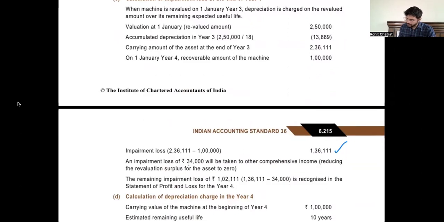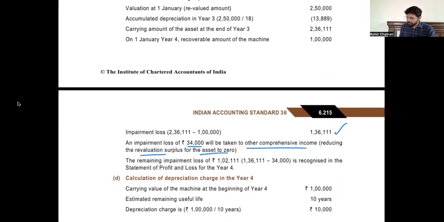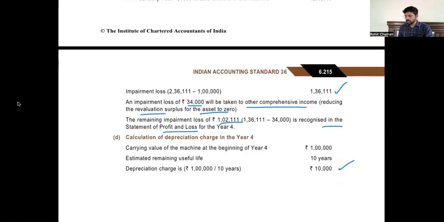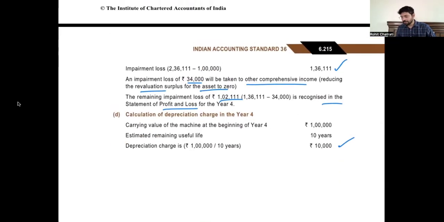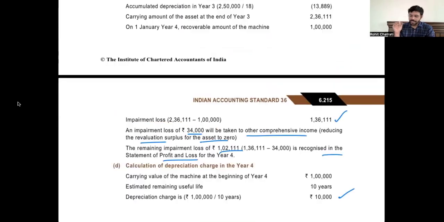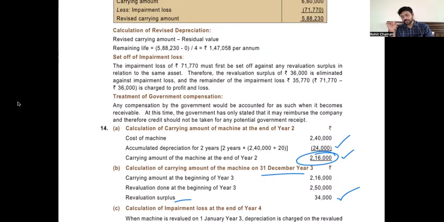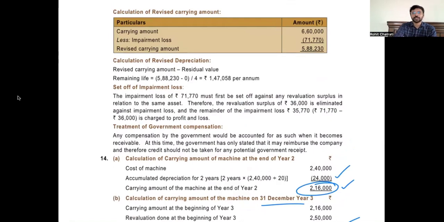An impairment loss of 34,000 will be taken to other comprehensive income, reducing the revaluation surplus to zero, and the remaining impairment loss of 1,02,000 is going to be recognized in the statement of profit and loss. And the depreciation charge for year 4 is going to be equal to 10,000 rupees. That was with regards to question number 14 at the end of chapter questions. This was not an illustration, but an end of the chapter question that we just did.